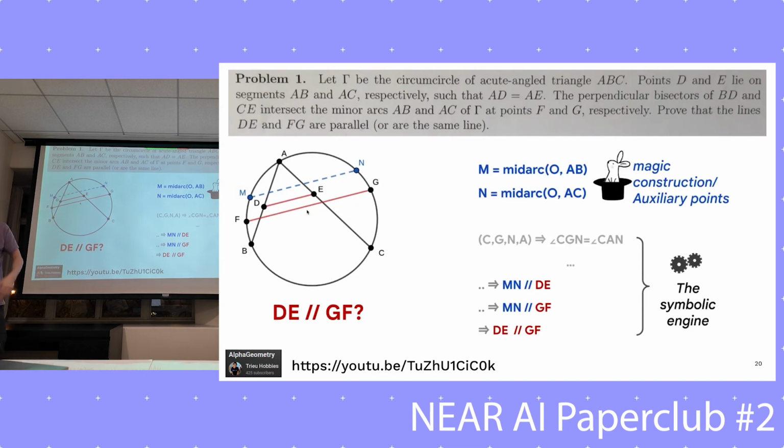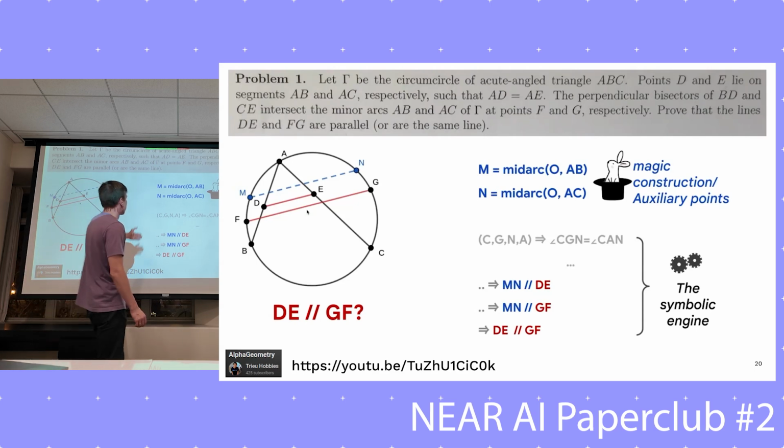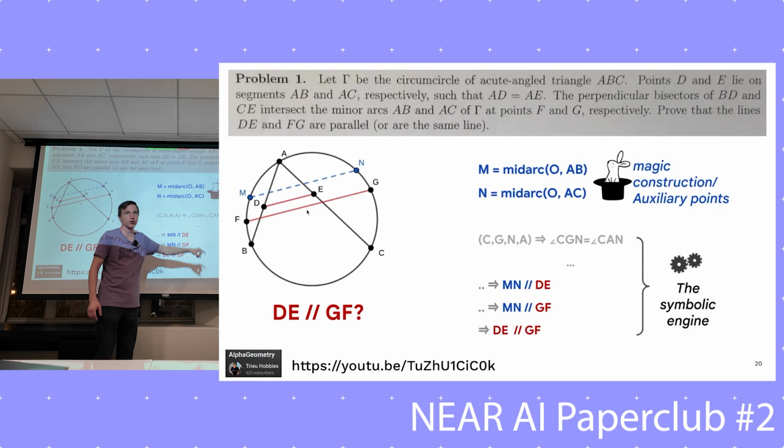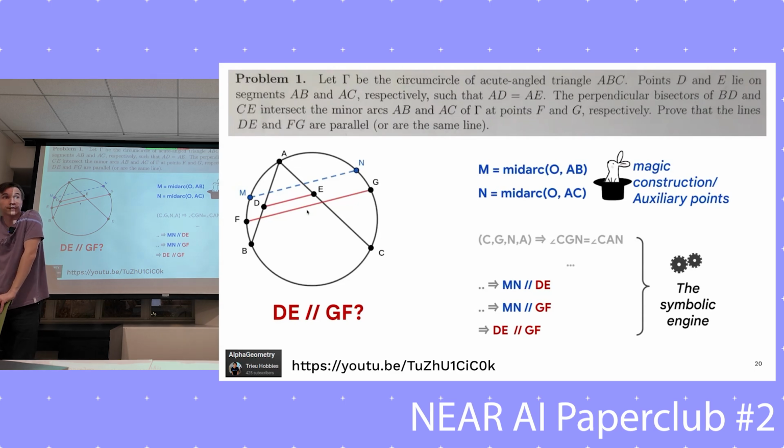Right, so you construct MN, and then once you have MN, you do a lot of inference, right? And eventually you prove that MN is parallel to DE and that it's parallel to GF, and from that you derive that the two lines that are necessary are parallel, right? Without being able to construct M and N, you wouldn't be able to solve the problem, no matter how many times you apply deductive database and algebraic reasoning, right?